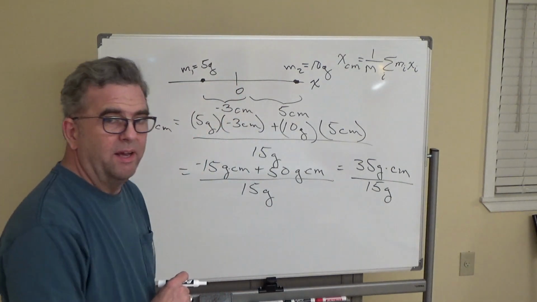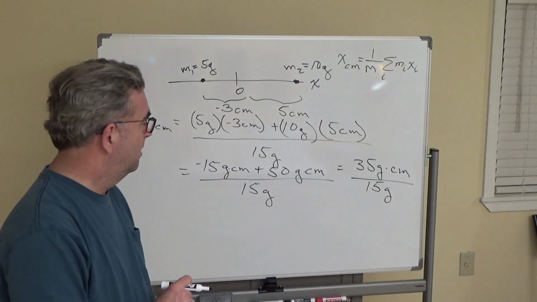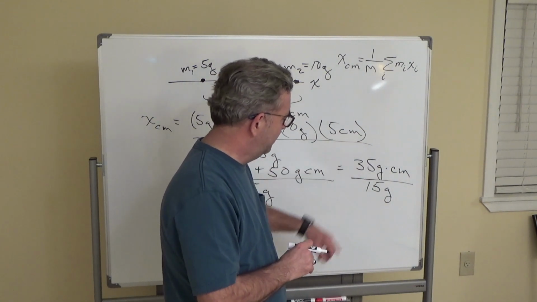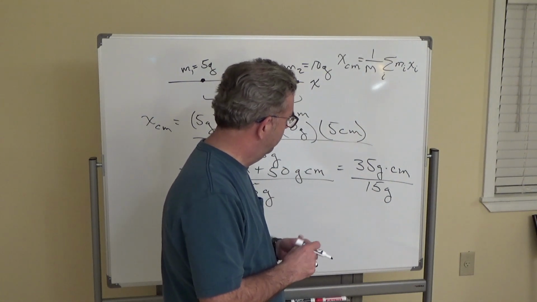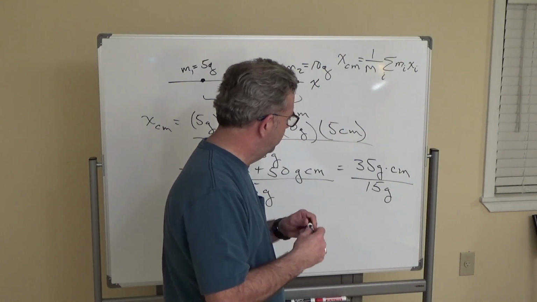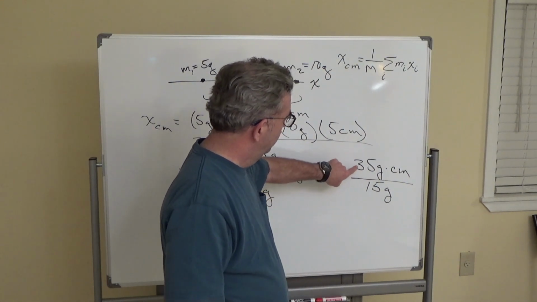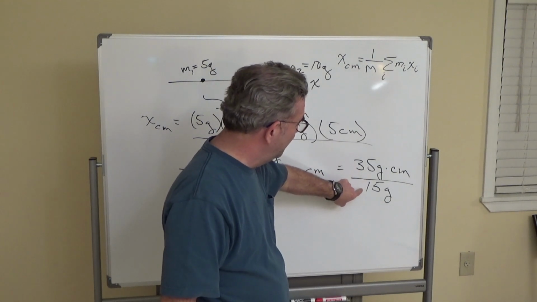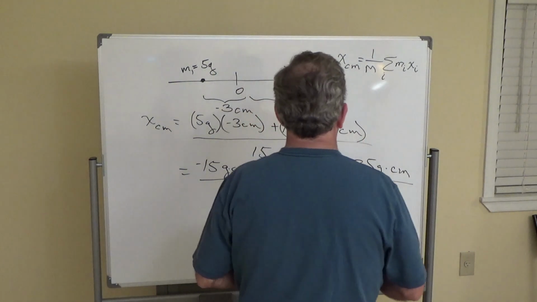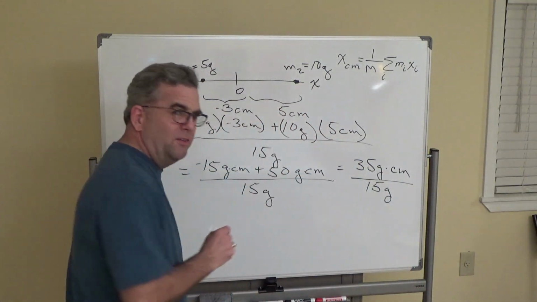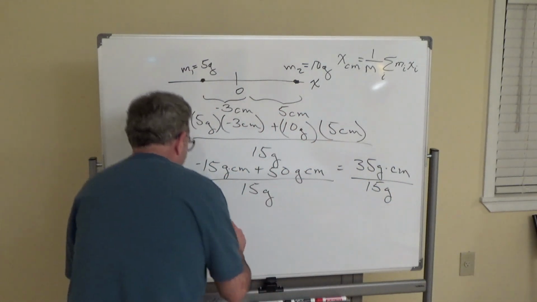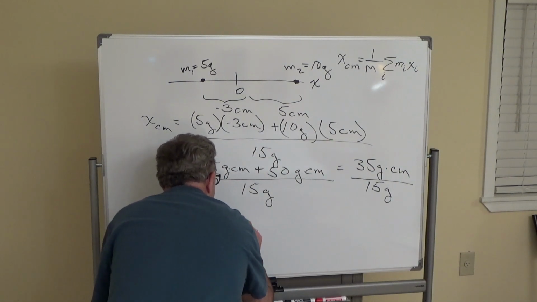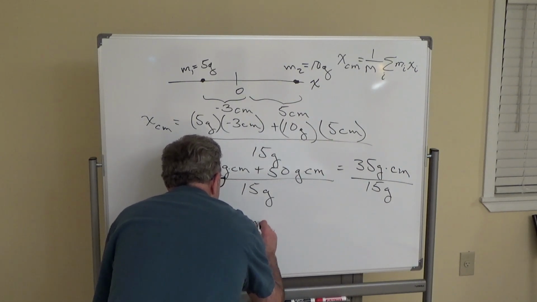Okay, and that's equal to what? Well, 35 over 15, let's see, that's 6 over 3. No, that's not right. What is that? That's 7. 7 over 3. So it's 7 over 3. I don't know if you guys can see this. I hope you can. So this is equal to 7 over 3 centimeters.